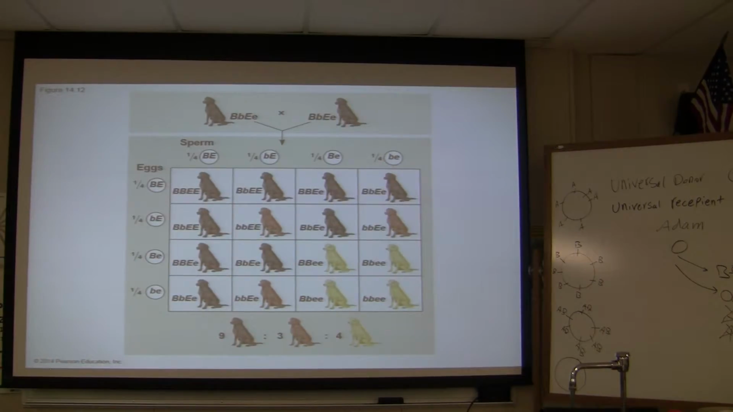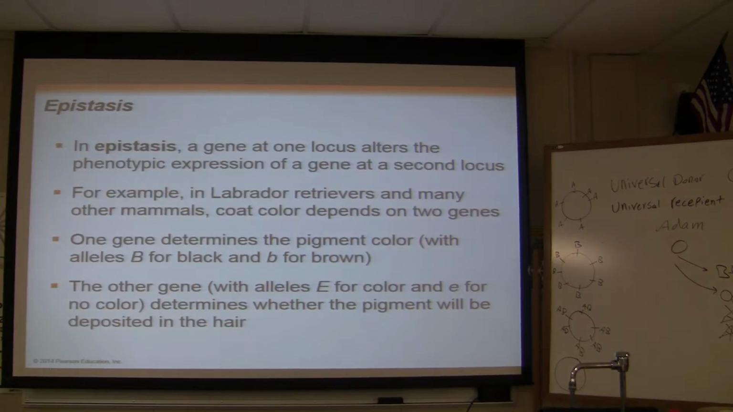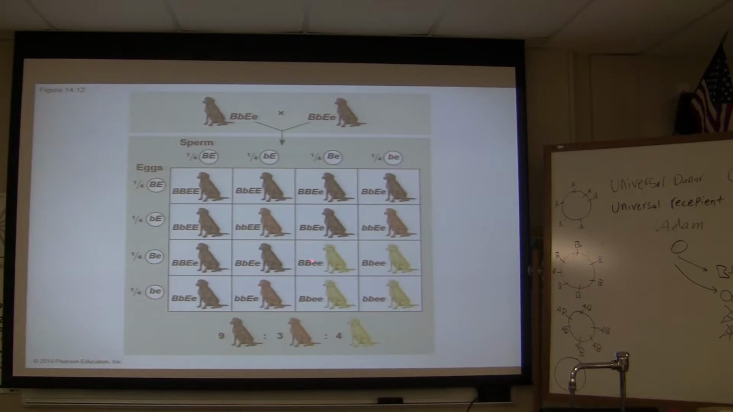So that is when there is more than one gene responsible. That's what is called epistasis. There is more than one gene locus, and the phenotypic expression of a gene at the second locus is affected. One gene affects another gene. So, that's what these are.